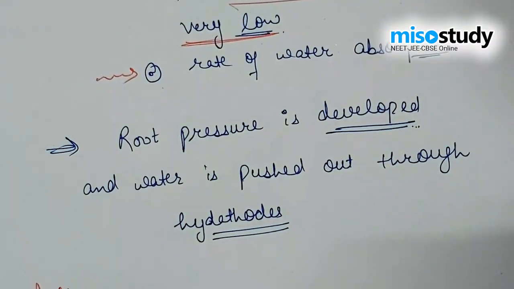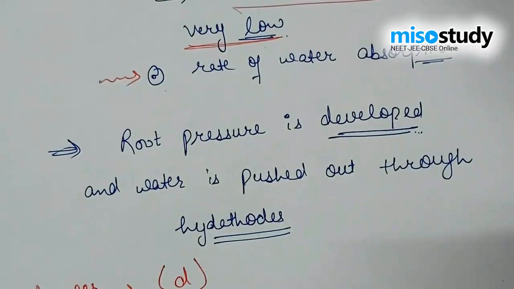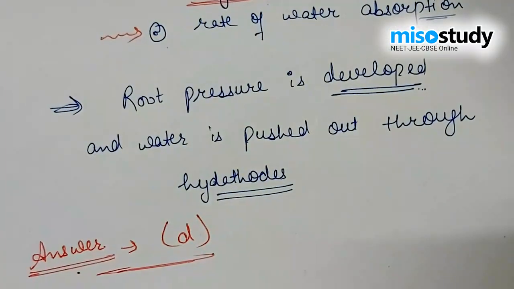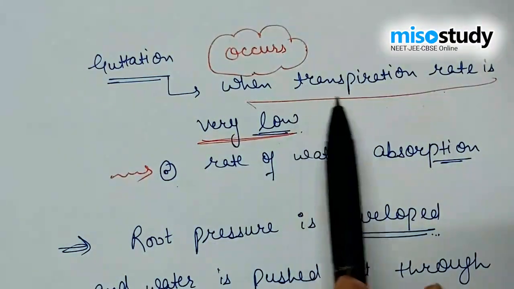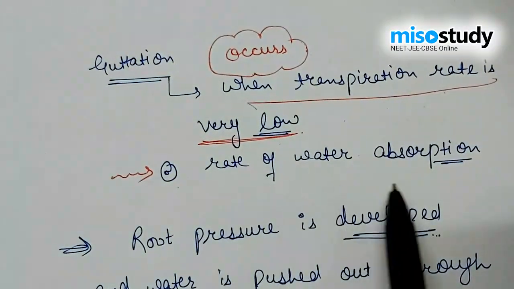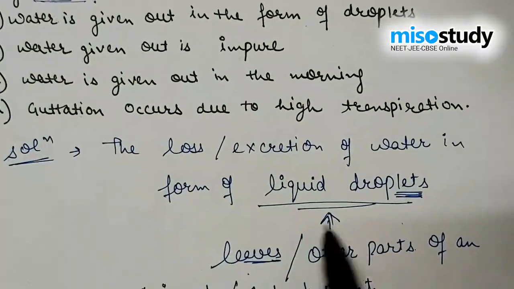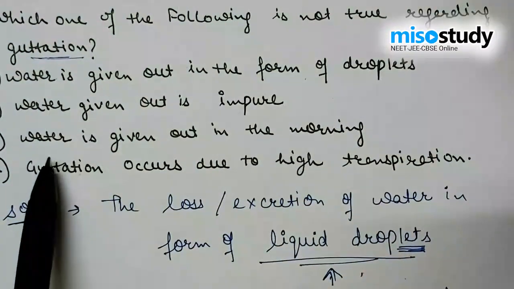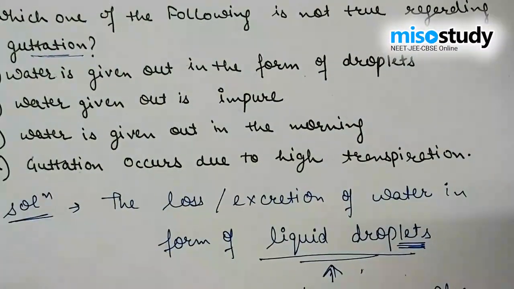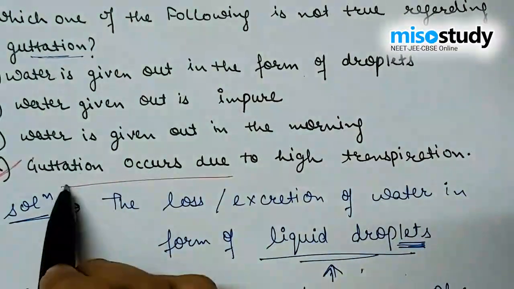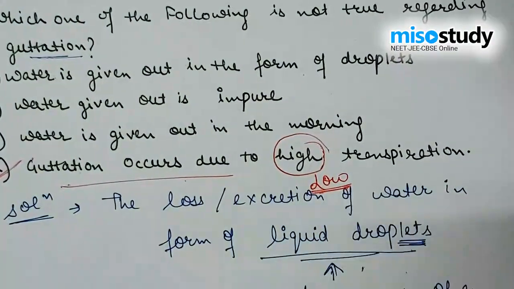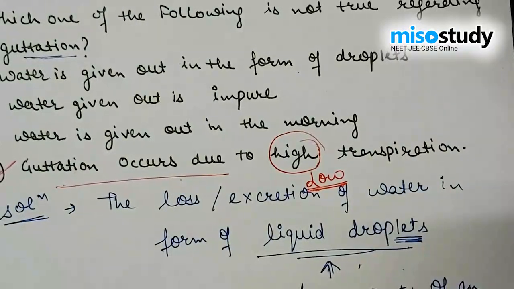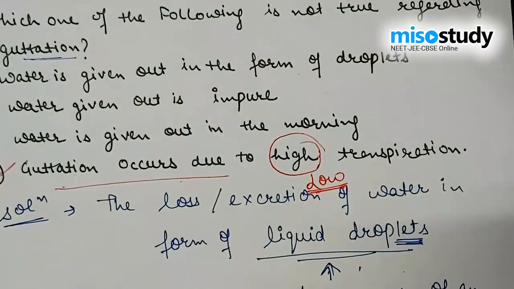According to the discussion, the right answer for the question is option D, because we generally check out the incorrect statement for guttation. From all the discussion, guttation generally occurs when the transpiration rate is low as compared to the rate of water absorption, and guttation is the loss and excretion of water in water droplets. The rest, options A, B and C, are true for guttation. Option D is the wrong one. Guttation occurs due to high transpiration? No, guttation occurs due to low transpiration. So option D is the incorrect one, and it is the right answer in this case.